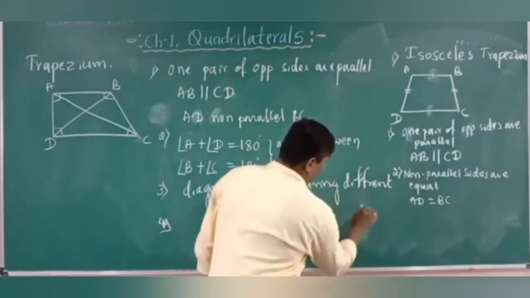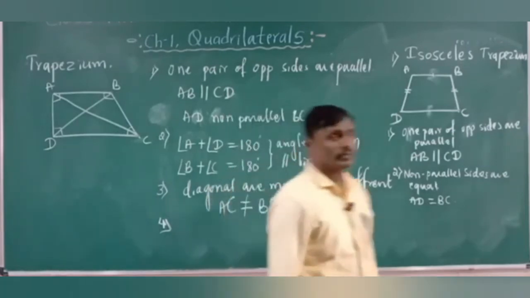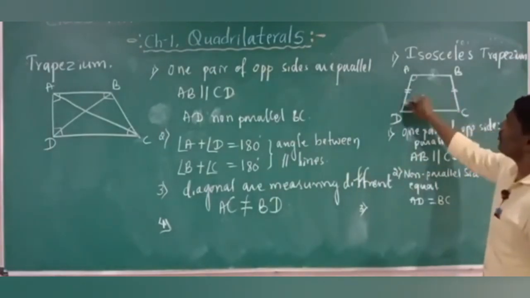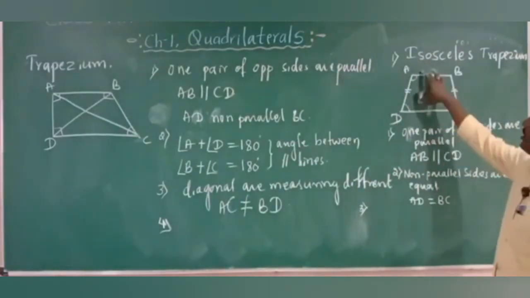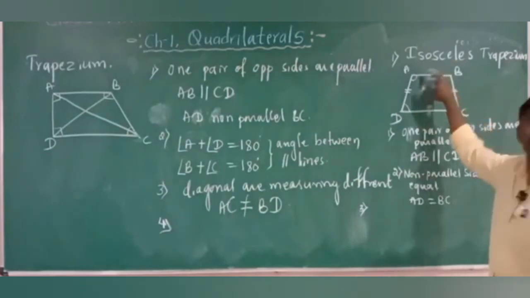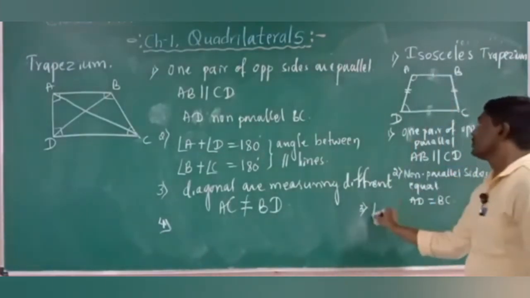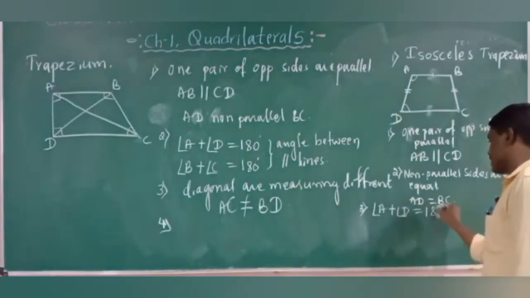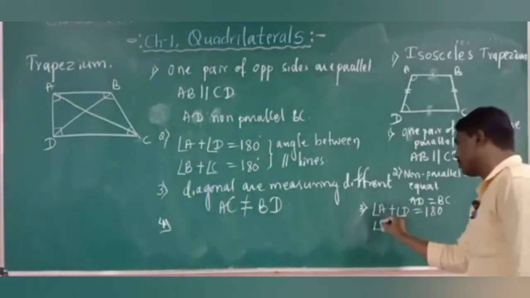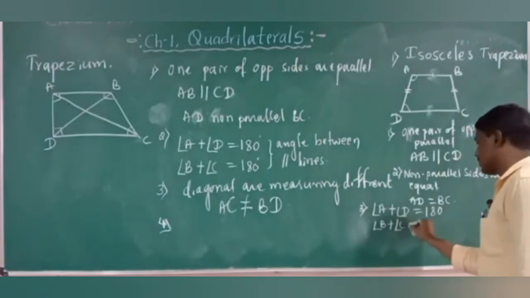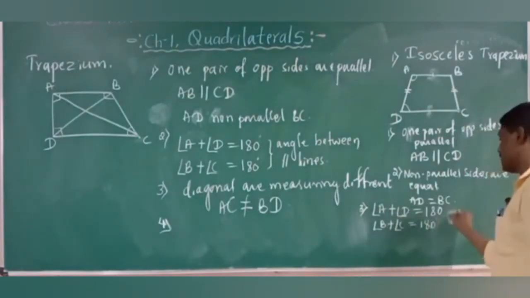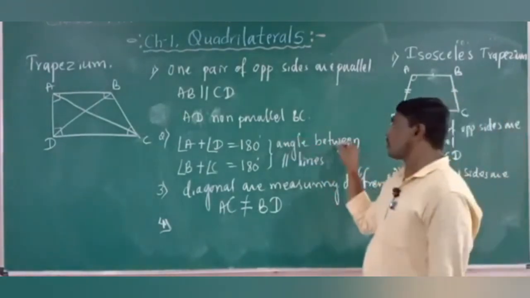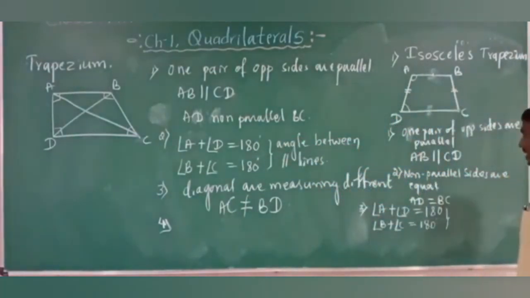Next, the third property. Here also the angles formed between the two parallel lines are supplementary. So angle A plus angle D is equal to 180 degrees. Again, angle B plus angle C is also equal to 180 degrees. So these two are the angles formed between the parallel lines.